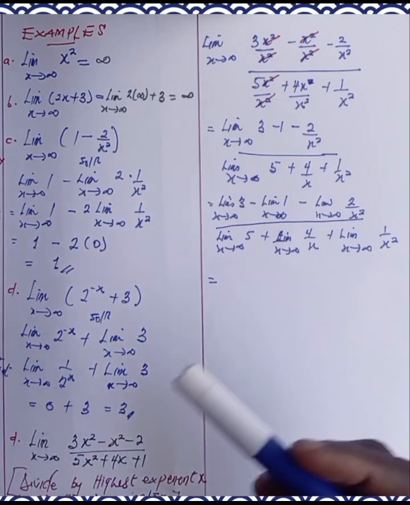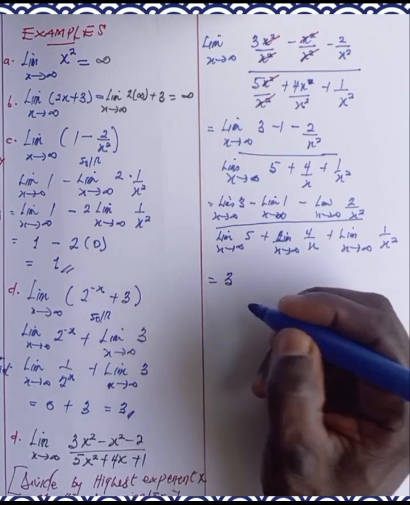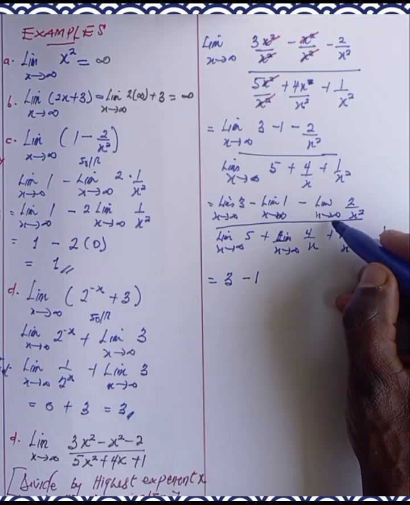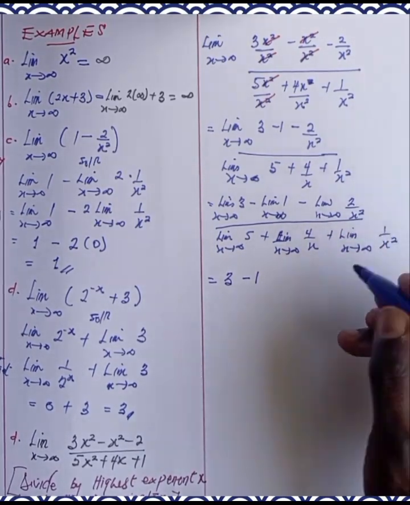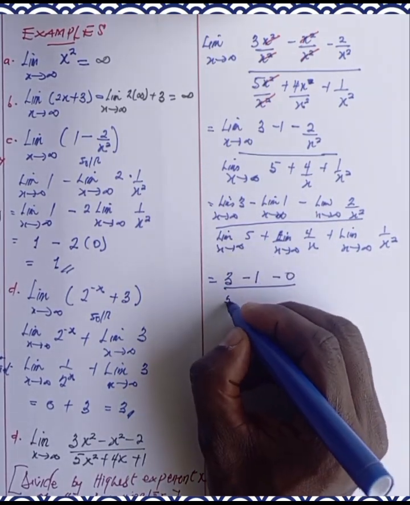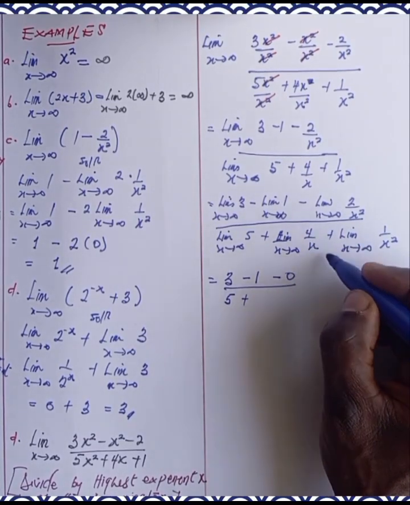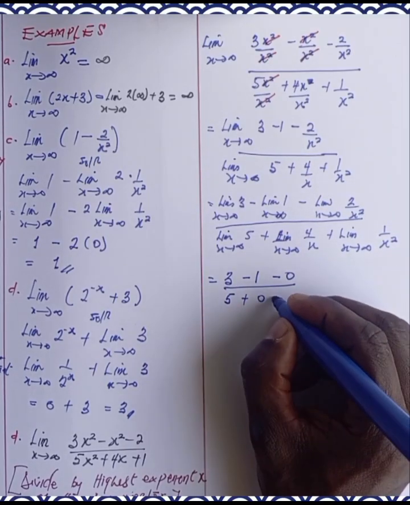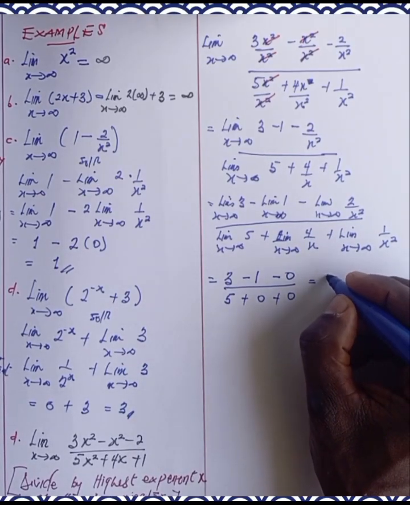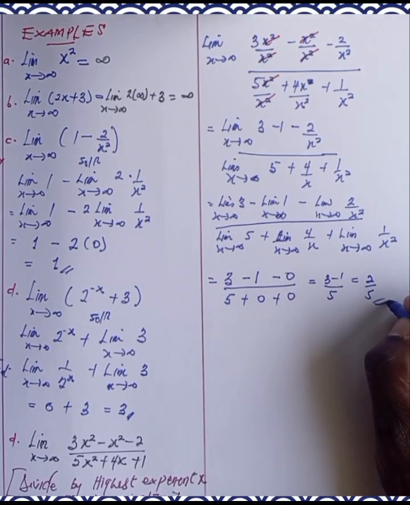Now let's apply the limit. The limit of a constant is still a constant, so we are getting 3 here, and the limit of a constant is still a constant, so minus 1, and the limit of this function as s approaches infinity, we are getting what? 0. Then the limit of a constant is still a constant, plus the limit of this function as s approaches infinity will give us what? 0, and then this will also go to 0. So we are going to get 3 minus 1 all over 5, and we are getting 2 out of 5.